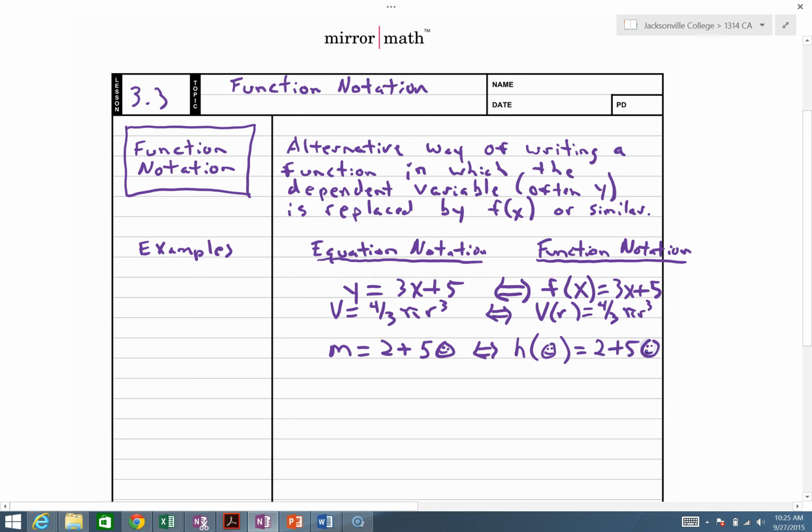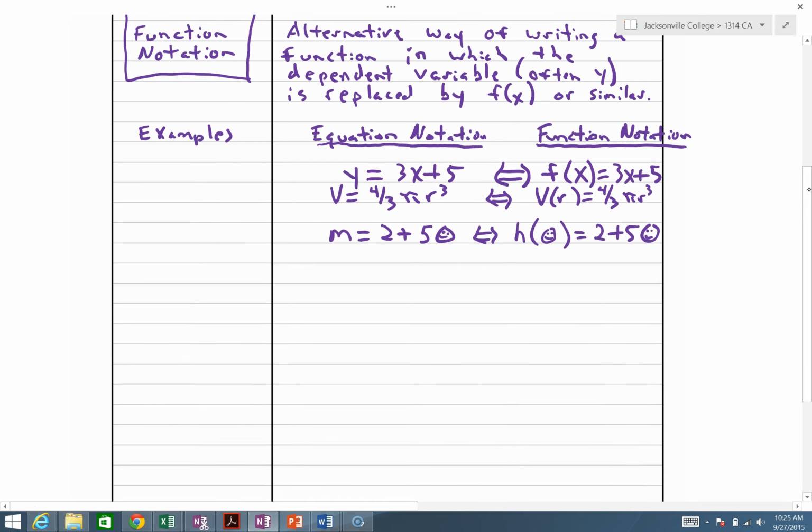So what we see is whatever this input, the independent variable, it's placed inside my parentheses here. R is my input, it's here. Smiley face is my input, it's here. This symbol on the outside is simply the name of the function. We're calling this the h function, this the v function, and this the f function. All right. How are we going to use this notation?